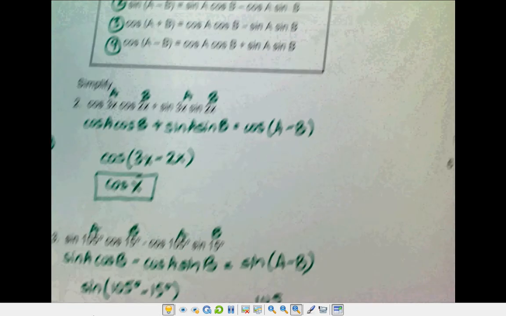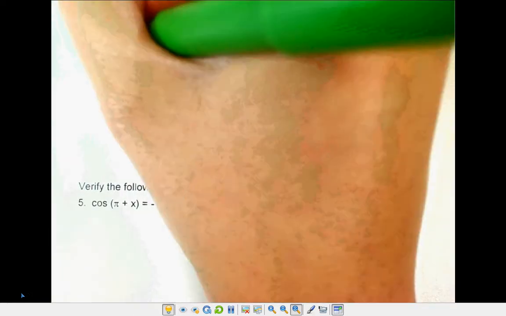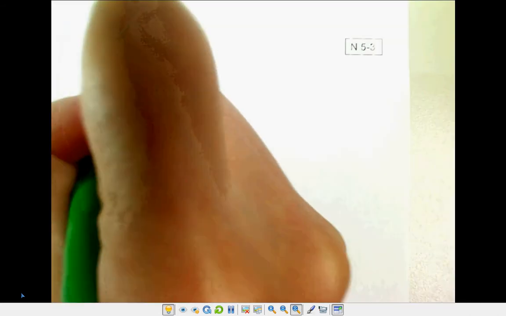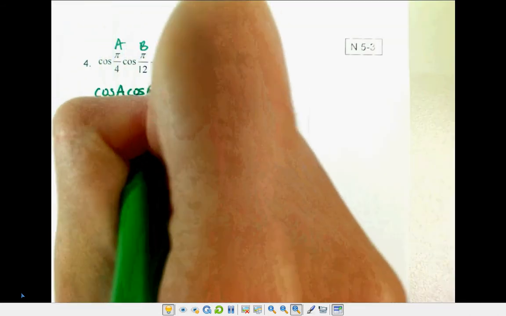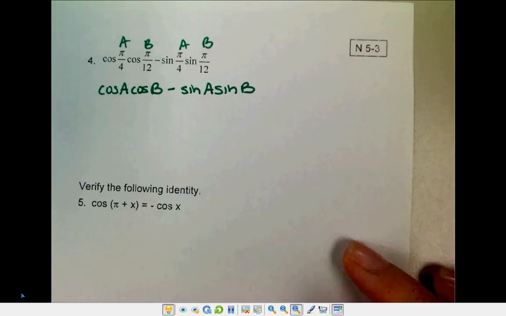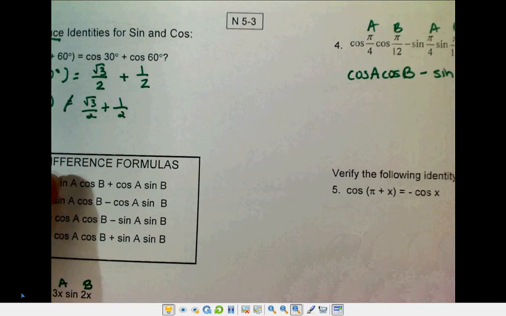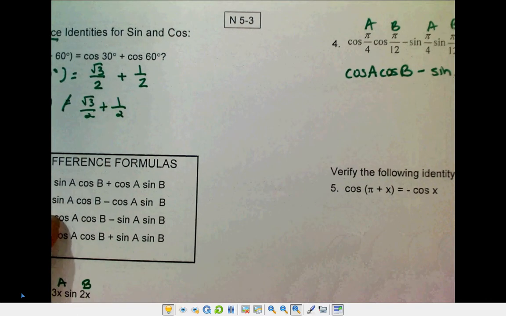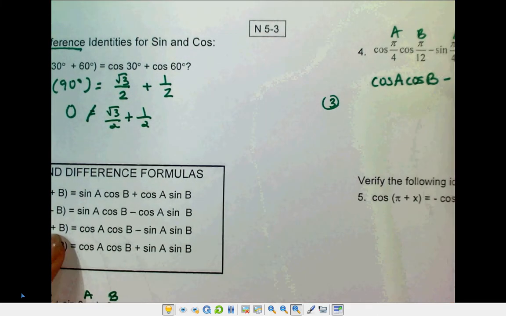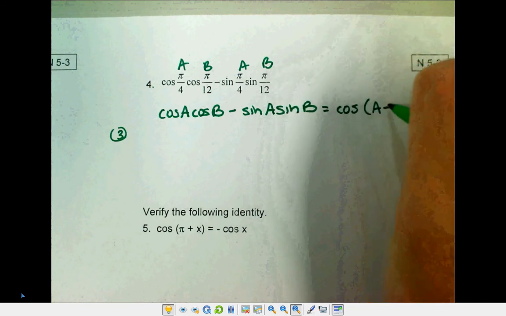Okay, let's do one more of this type of problem. So number 4. Again, here's my A, here's my B. Cosine of A, cosine of B, minus sine of A, sine of B. So it's subtraction, which means I know I'm going to be using either 2 or 3. And I want cosine, cosine minus sine, sine, which means I will be using rule number 3, which means that this can be rewritten as cosine of A plus B.